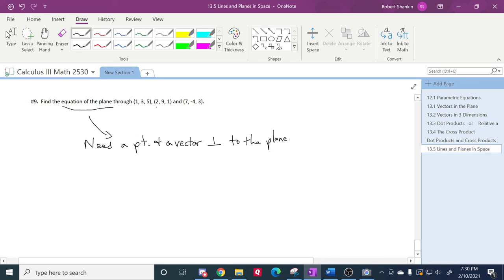And it doesn't matter which of these. I'm going to actually select this one though. Could have selected any of the 3. I'll select that. That's my point.